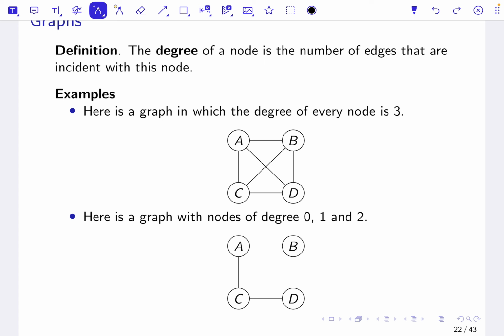Yeah, more definitions. The degree of a node is the number of edges that are incident with this node. What does incident mean? It means that an edge connects that node to another. In terms of sets, we would say that an edge is incident with a node if that edge contains that node. So the graph we saw above has the degree of every node as 3. And then below that is a graph with vertex degrees 0, 1, and 2.